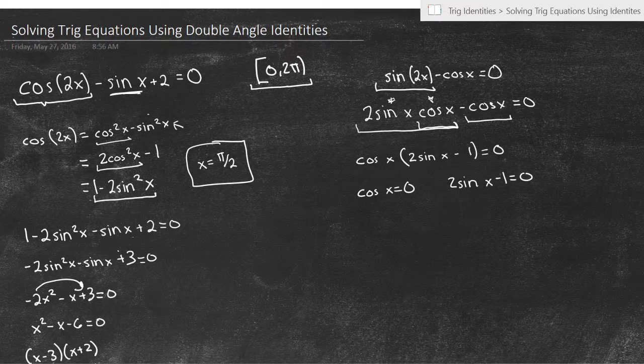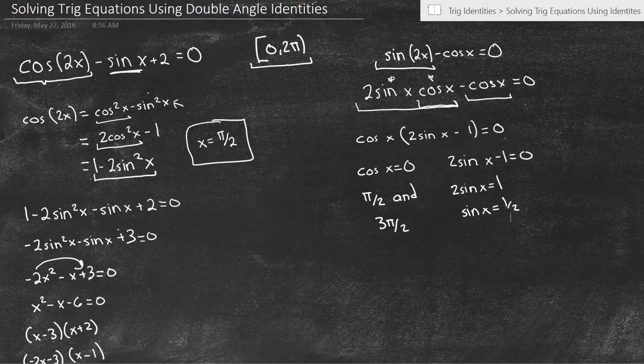And then we just solve when does cosine equal 0 on the interval from 0 to 2 pi. Well, it's going to be pi over 2 and 3 pi over 2. And that just comes from knowing your unit circle. And then now let's solve for this one. We've got 2 sine x is going to equal 1. Sine x equals 1/2. When does sine equal 1/2?